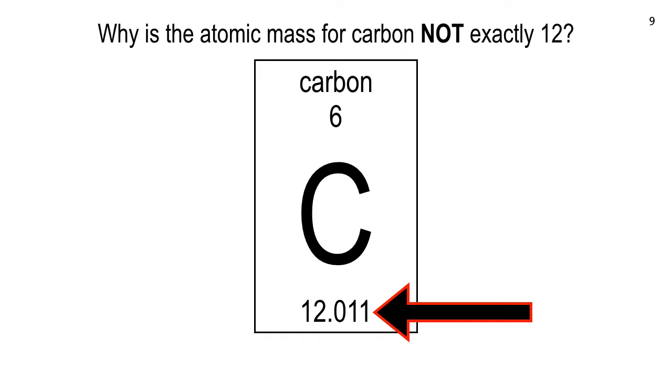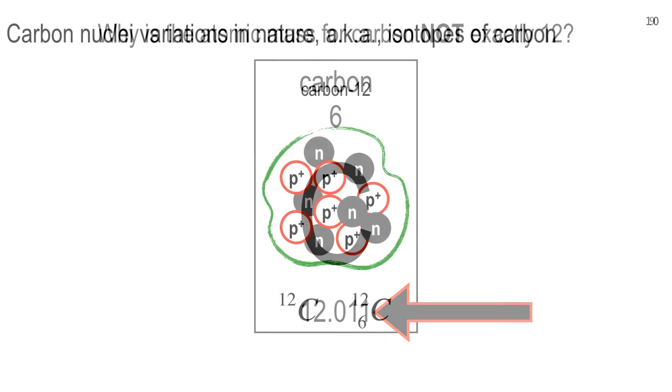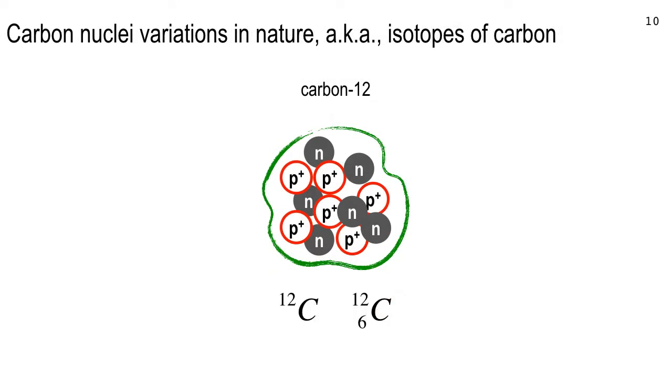Carbon. But it turns out that there are several variations in nature of the carbon nucleus. They're known as the isotopes of carbon. Here they are. The first one, and the most abundant in nature, is the carbon-12 nucleus.